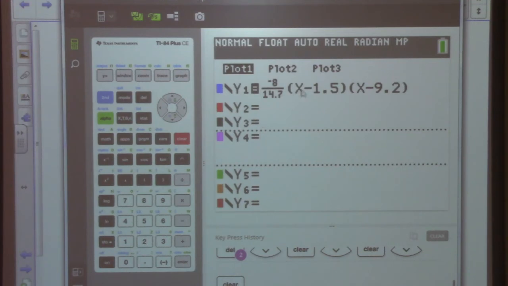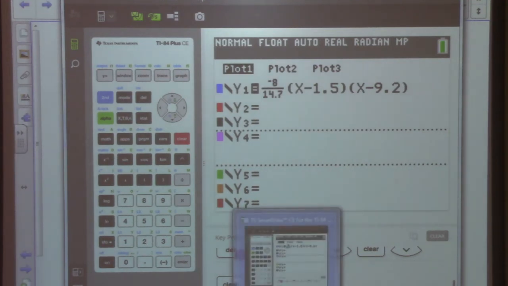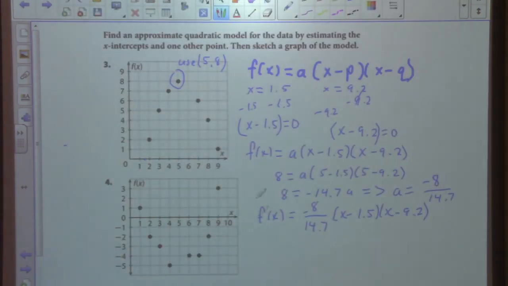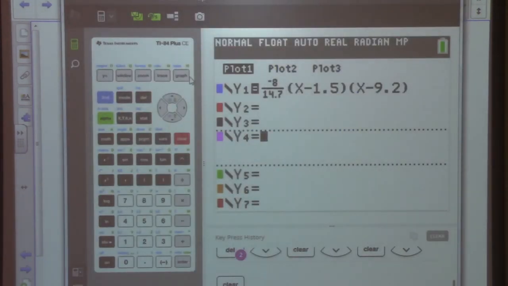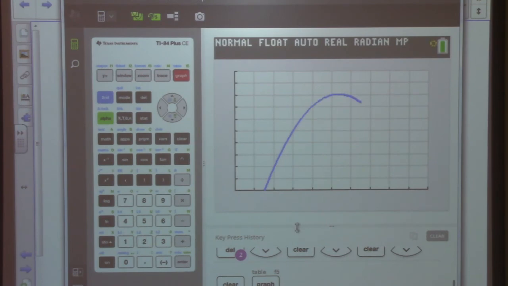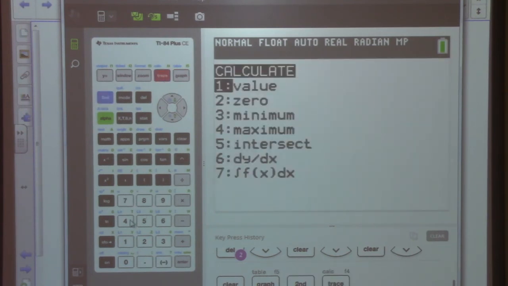My main question is, is it going to hit the 5/8? Well, let's graph and see. See, it hits the x-intercepts, and does it hit 5/8? Yeah, it does, right? Perfectly. And you can see the vertex is just faintly to the right of that. And we can find what the maximum is, or we can go second trace maximum.